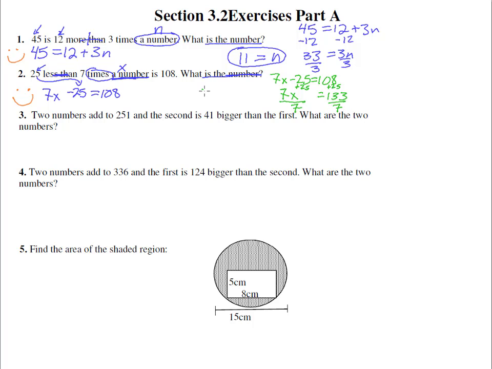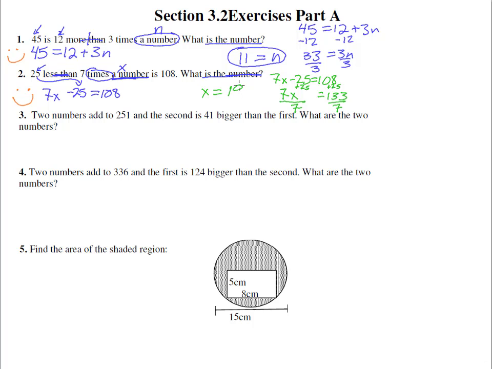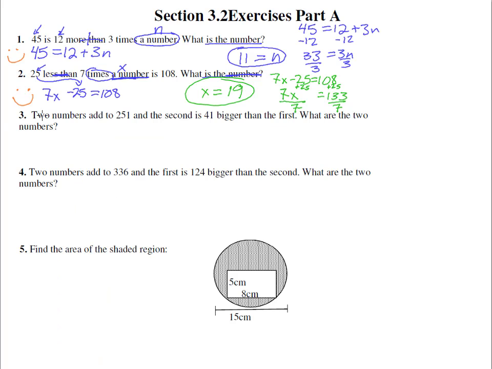and we get that x equals, what is that? 133 divided by 7, let's pull up the calculator. 133 divided by 7 equals 19. So x is 19. That's our number. 25 less than 7 times a number, 19, will be 108. Let's double check that answer. X equals 19, indeed.